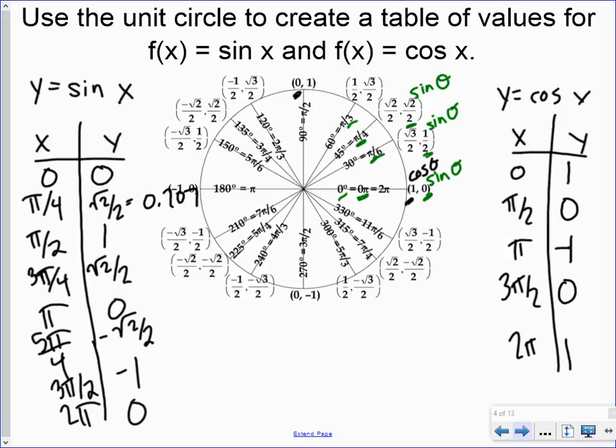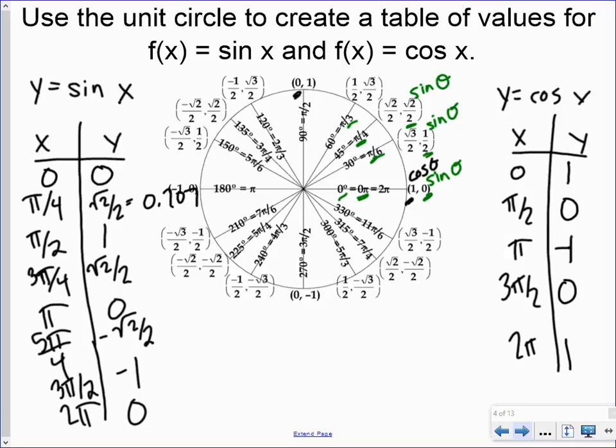So it does very similar to what sine does, which is it goes up to 1 and then it comes back down, and then it goes to negative 1 and comes back up. But it does it on a different timing on the angle. So instead of starting at 0, 0, it starts at 0, 1.